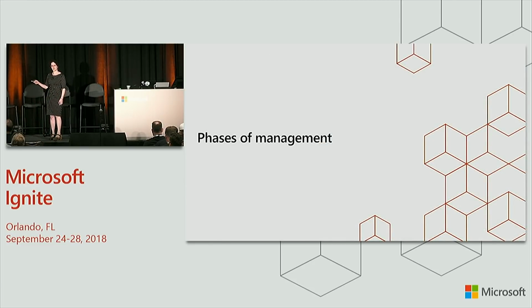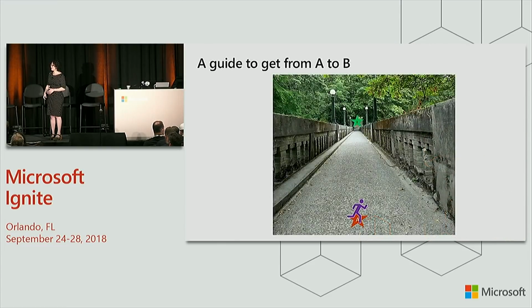So let's go through the phases of management. We talked about them at the beginning: getting your admin team ready, actually setting up the controls you need in advance, driving onboarding, and then measuring success. Let's talk about this path. So a guide to get from A to B. If any of you have been to Seattle, this is a bridge that leads to the Arboretum. You know you want to go to the Arboretum, right? You know you want to get there. How are you going to get there?